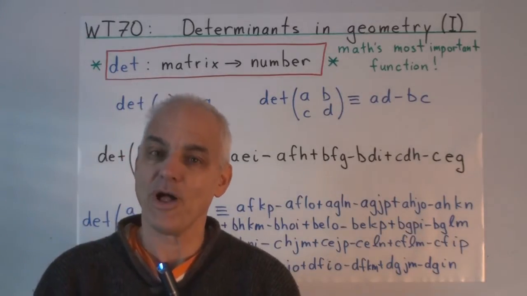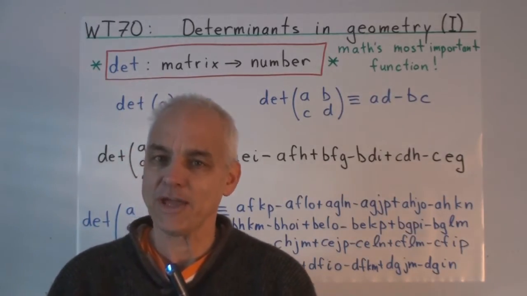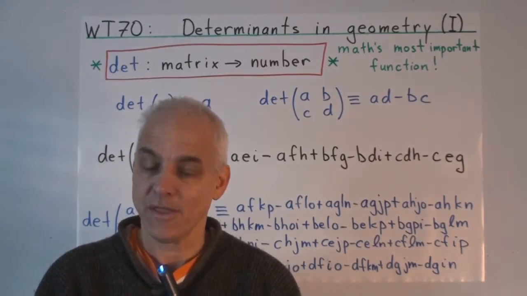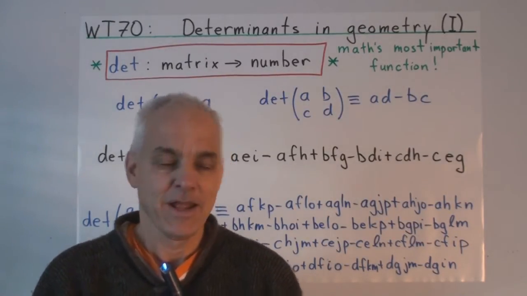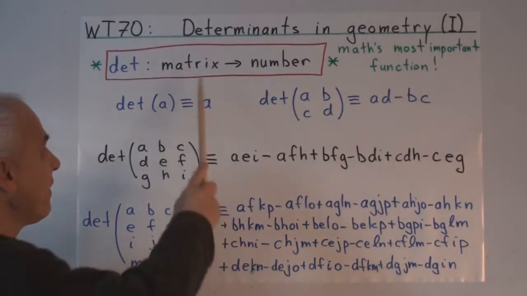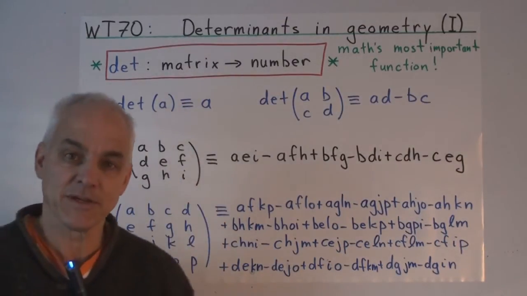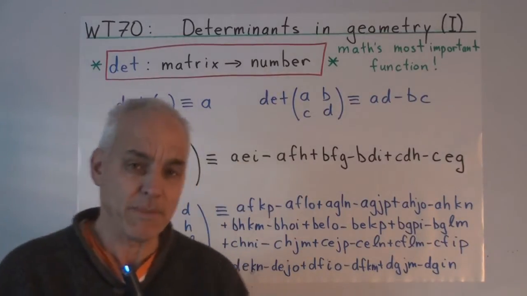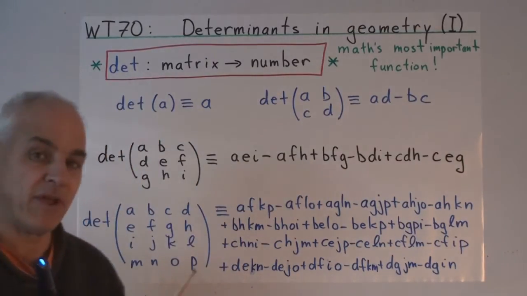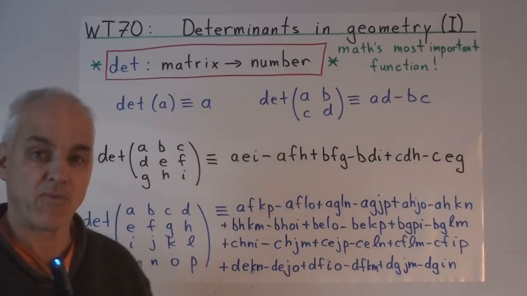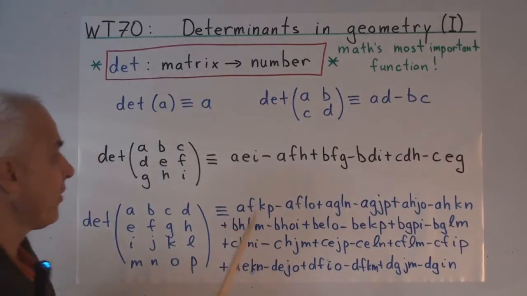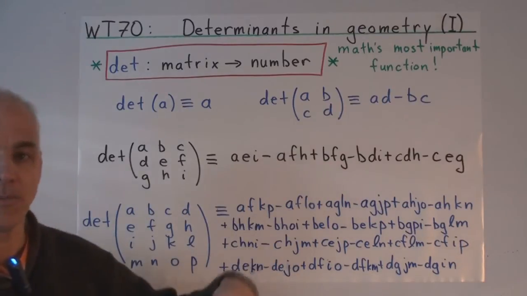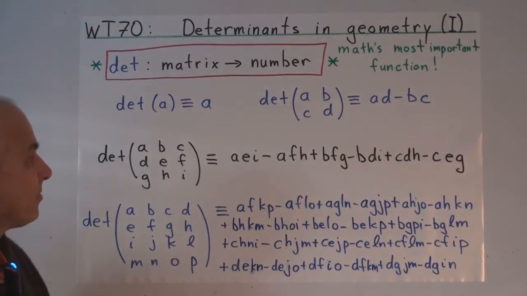Hi, I'm Norman Wildberger. Today we're going to look at mathematics' most important function, which is the determinant. The determinant is a function that inputs a matrix and outputs a number. What is a matrix? A matrix is simply, for us today, a square array of numbers. So a table of numbers where the number of rows and columns in that table are equal.